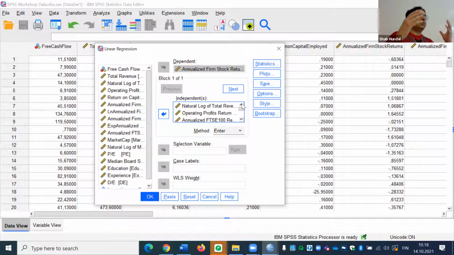You know how to change the logarithmic form? In Excel, it's very easy. You just need to take ln equal to and then select the data. It will give you logarithmic values. So do you know the reason why I'm not taking some variables?